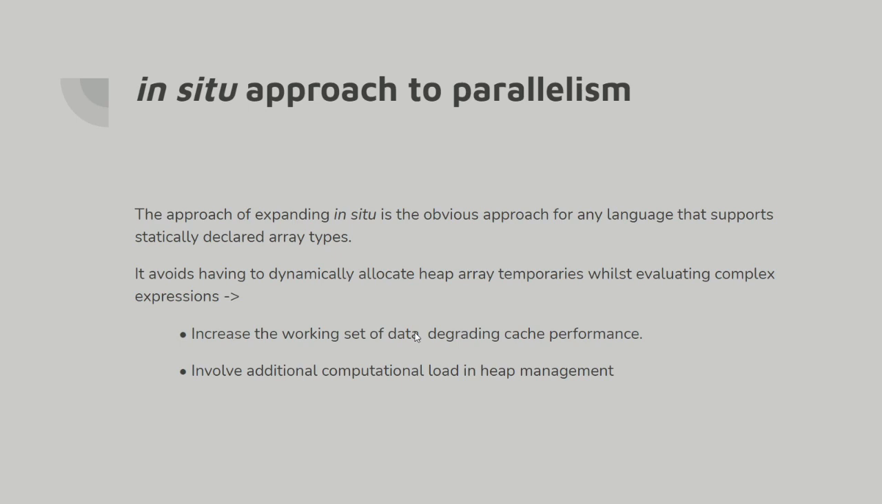Now, the in-situ approach to parallelism is the obvious thing to do if you've got any language that supports statically declared array types, because it avoids having to allocate any heap temporaries when evaluating complex expressions, whether they're matrix multiplies, matrix additions, multiplication of a matrix by a scalar, etc. The problem with heap allocation is that you may not want your code to run with a garbage collector, because garbage collectors can result in unpredictable performance. And you also increase the working set of data, which will degrade your cache performance. These are pressing concerns for the applications we originally targeted the compiler at, which was image processing for stereo vision.